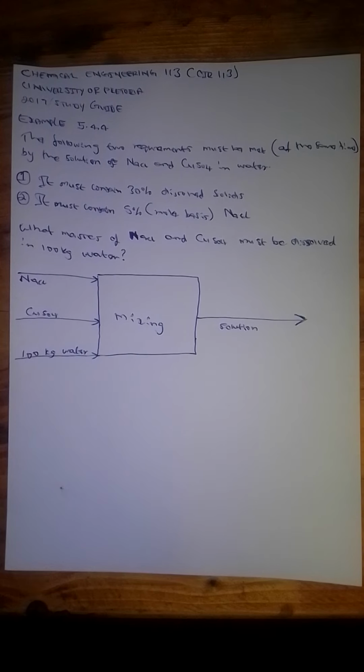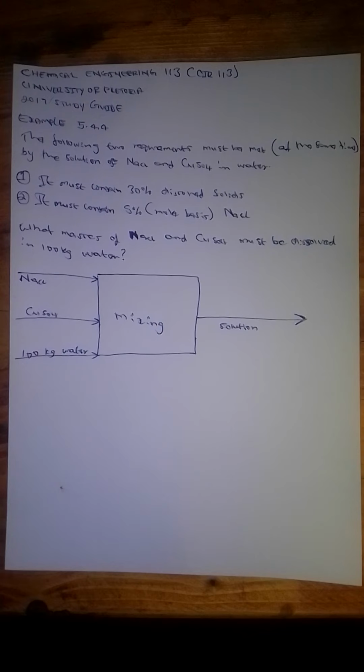We continue with our 2017 study guide of our CIR 113 module. Today we're looking at the last example of the study guide, which is example 5.4.4. It says the following two requirements must be met at the same time by the solution of NaCl and CuSO4 in water. The first requirement is that it must contain 30% of dissolved solids, and secondly, it must contain 5% of NaCl on a mole basis. Now the question says, what masses of NaCl and CuSO4 must be dissolved in 100 kilograms of water?